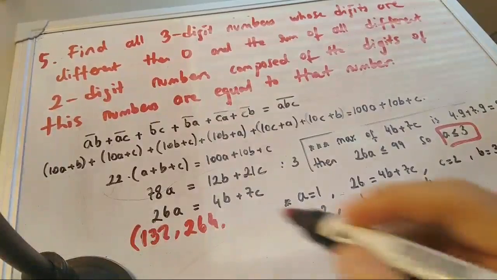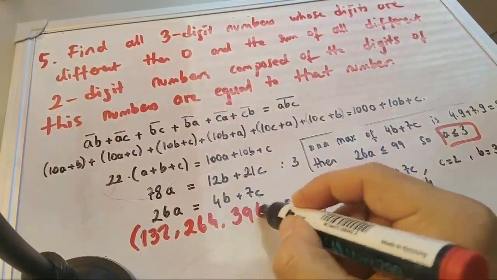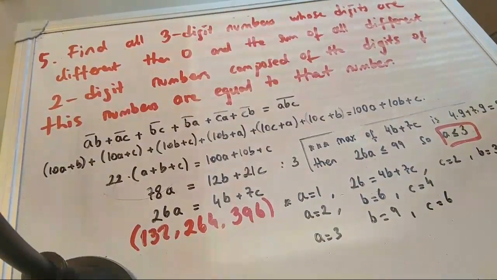On the last part, 396 we will get. Yes, we found all 3-digit numbers. I'm happy for that. Okay. 2 more questions, and after that, I'm planning to finish my lesson.